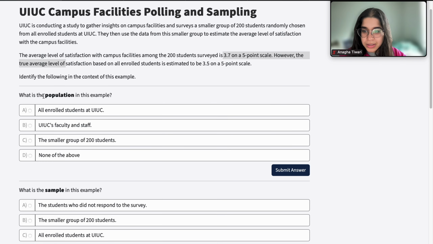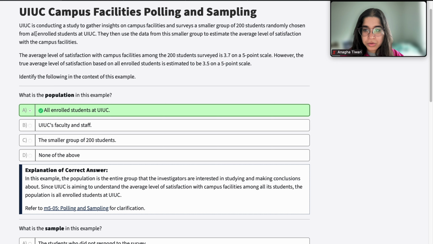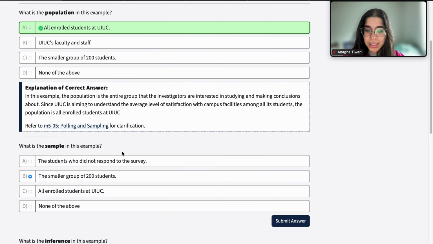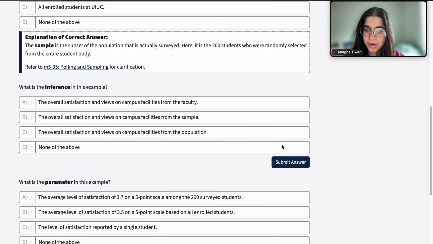So here it asks, what is the population in this example? It's all enrolled students at UIUC, because our sample was chosen from the entire population of all enrolled students at UIUC. What is a sample? The group of 200 students that we randomly chose. What is the inference? Inferences are conclusions or facts that we can make from our sample to generalize to a population. If I say that, based on this sample, I make an inference about the population, that's what I'm doing. It's an educated guess, based on facts from the sample, that is supposed to make inferences about the entire population.